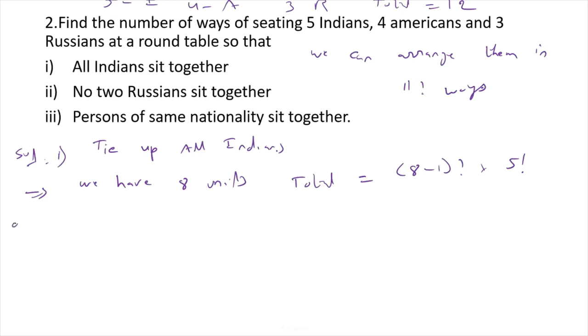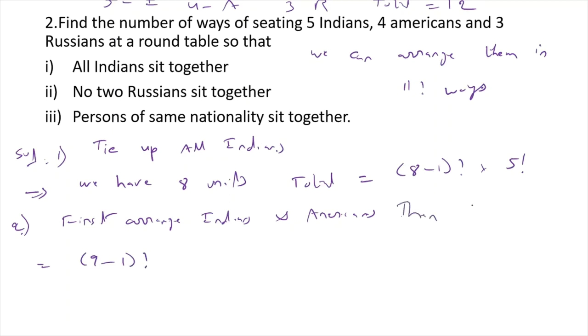Now the second question. The second question is no 2 Russians come together. No 2 Russians come together means first arrange Indians and Americans. So this we can do in 9 minus 1 factorial ways. First arrange Indians and Americans, and then Russians.